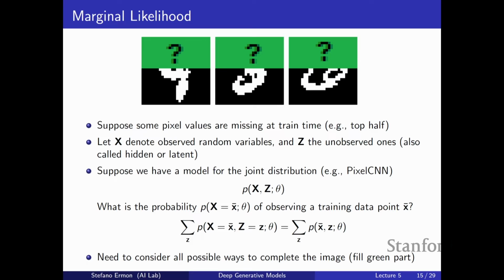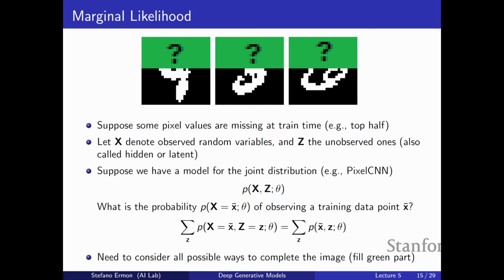How would you sum over this? Well, you sum over all possible completions. So you would have to put all white pixels, and then you check how likely that is, probably very low. Then you try all black pixels, and then you would try all possible combinations, and you check the probability of each one of them, and you sum them up.